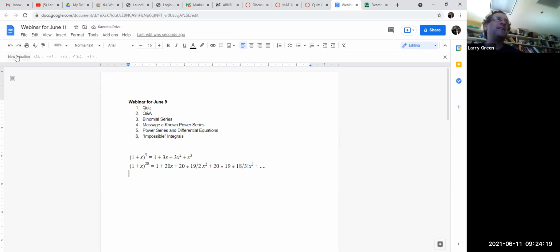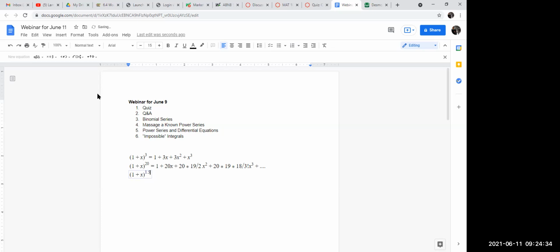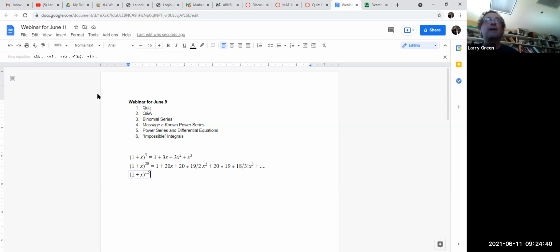What if instead we wanted 1 plus x, instead of to the 3rd or the 20th, what if we wanted it to the 1.5? Can you FOIL? Will foiling work? Because technically 1 plus x to the 20th, you could FOIL that out over and over and over again. That would be a nightmare. It could happen. You wouldn't want to. But what about 1 plus x to the 1.5? Yeah, foiling does not work on this.